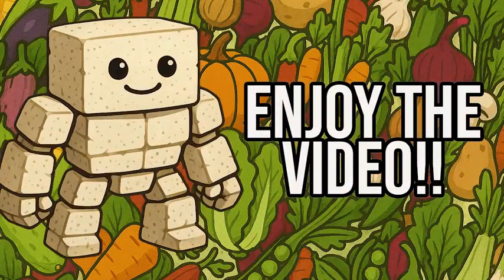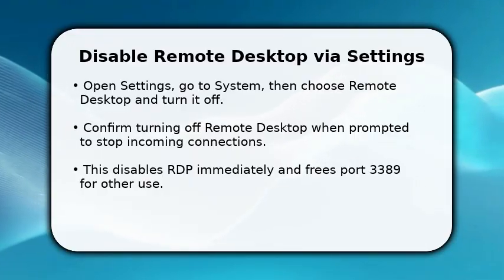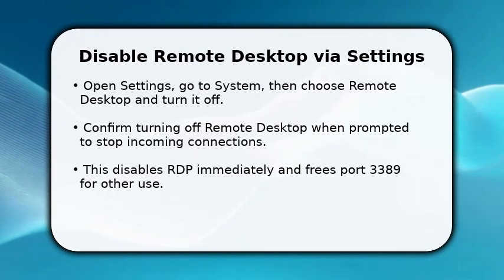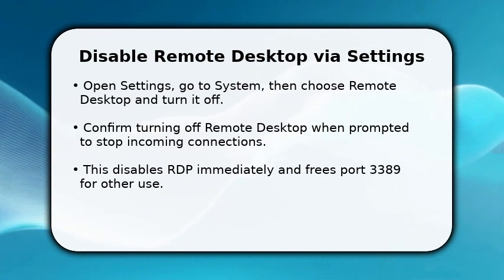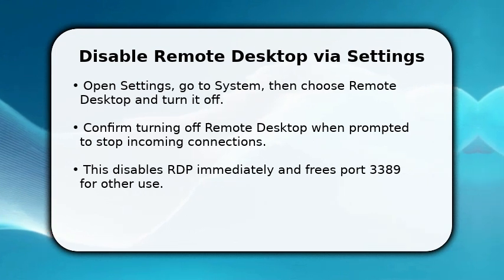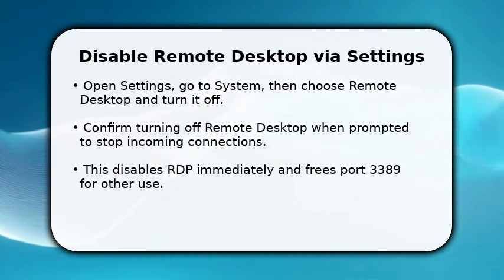Please enjoy the video. Open Settings from the Start menu and choose System to continue. Select Remote Desktop from the left column to view connection options. Toggle the Allow Remote Desktop switch to Off to disable incoming RDP connections. Confirm the prompt when Windows asks to turn off remote connections to apply changes.